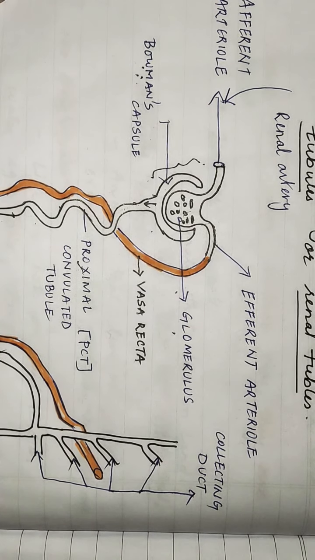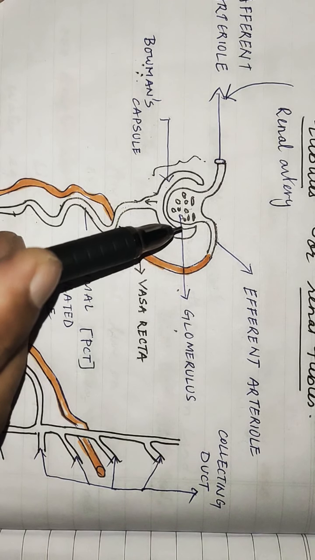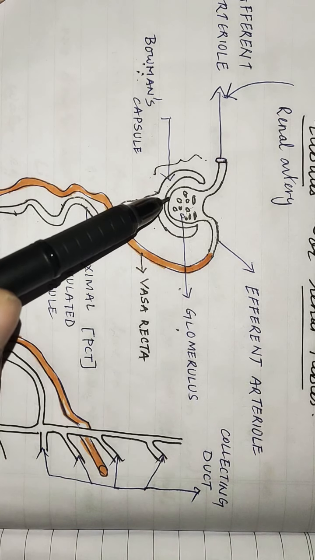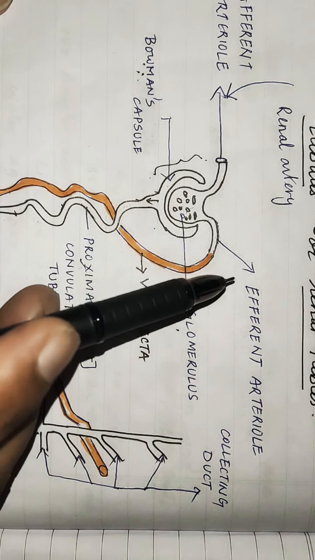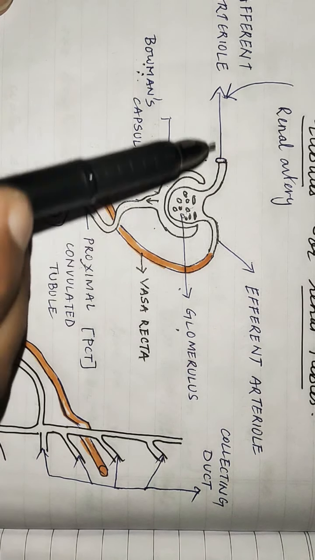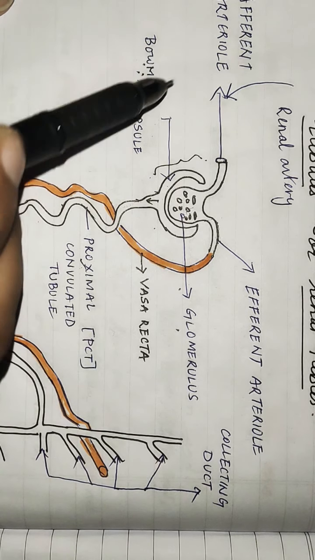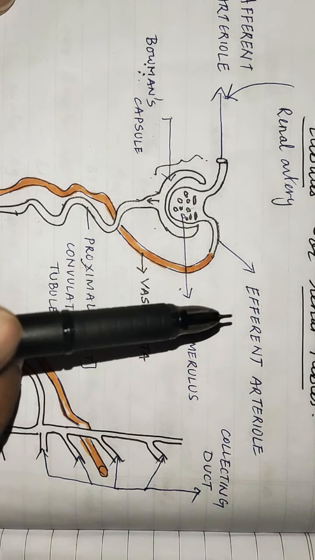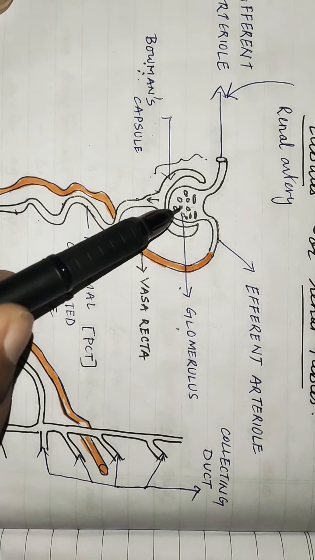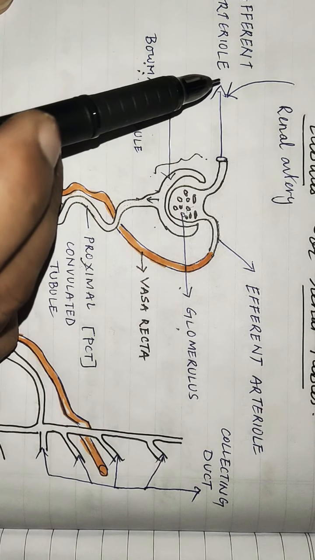Let us know about the glomerulus. The glomerulus is a network of capillaries present in the cup of the Bowman's capsule. It is formed by capillaries and the incoming blood vessel, that is the afferent arteriole, and the outgoing vessel, that is the efferent arteriole. So afferent arteriole, then comes the glomerulus, then comes the efferent arteriole. So this is the supply of blood vessels.